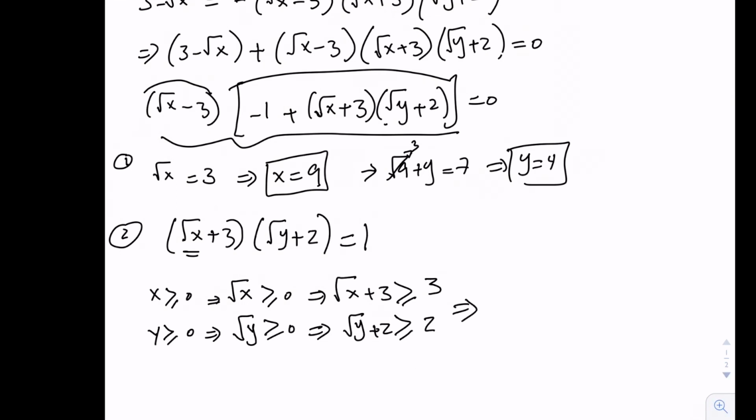And if we multiply these two terms together, we will get square root x plus 3 times square root y plus 2 has to be greater than or equal to 6. Therefore, it can never be equal to 1, and there is no more root. So the only root that this equation has is x equal to 9 and y equal to 4.